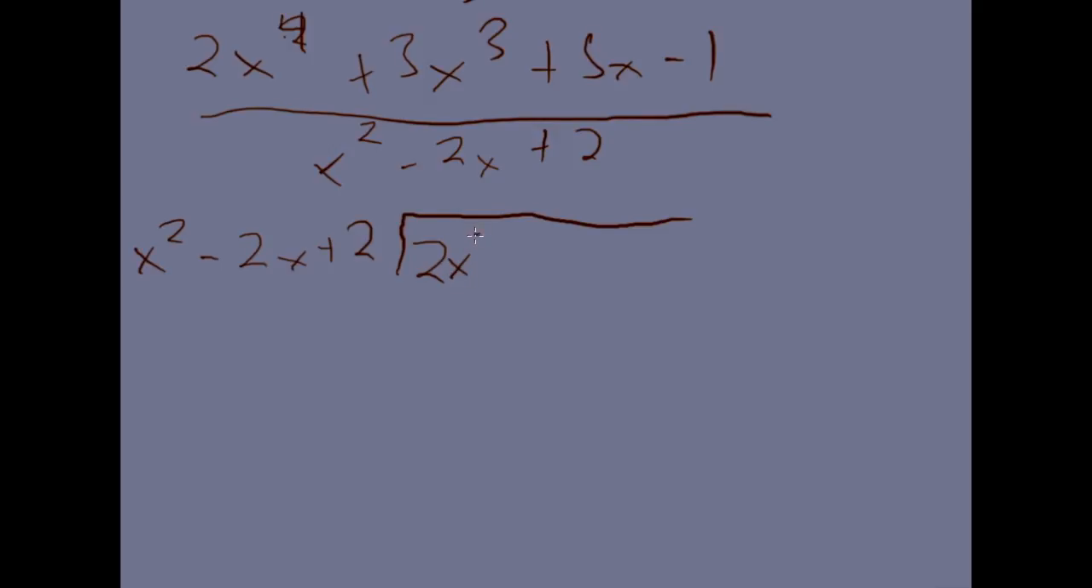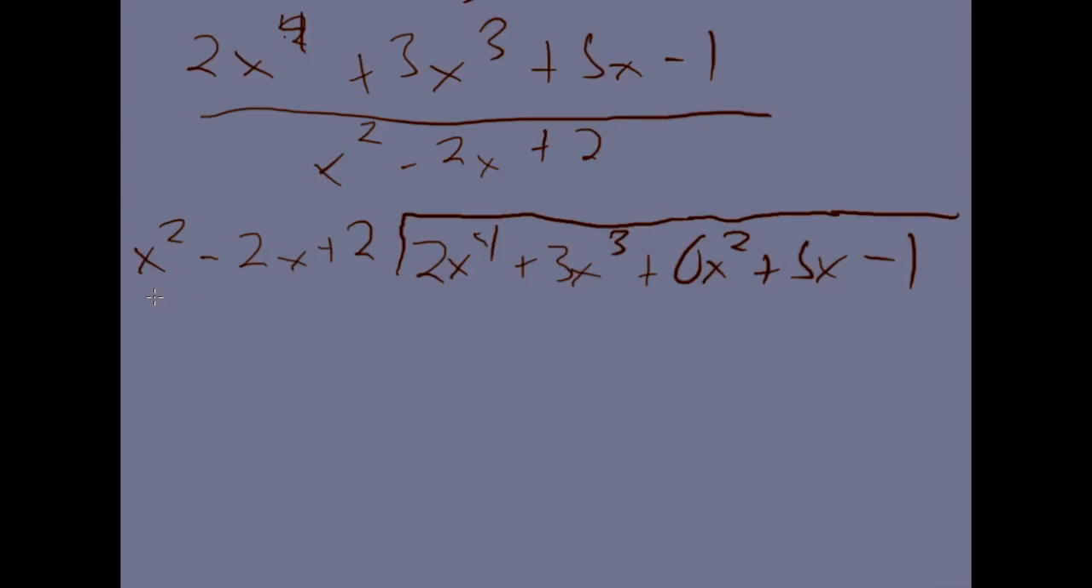This would be 2x to the fourth plus 3x cubed. Now this is just something we do as a placeholder. We put 0x squared, and that'll help us with the long division, keep everything organized. Really nice. Okay?